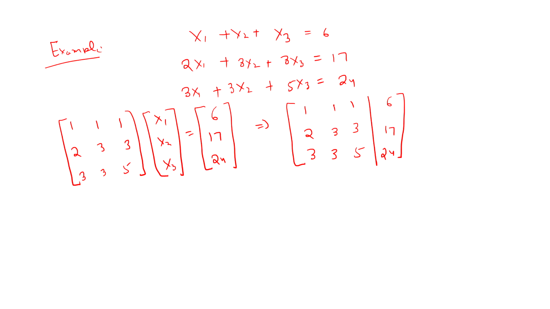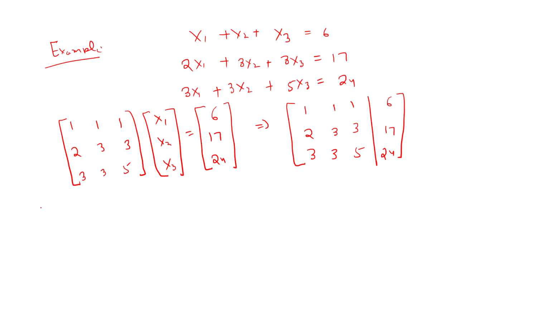Okay, so here is an example in which we will solve these three equations by the Gauss elimination method. If we convert these three equations into matrix form, that is 1 1 1, 2 3 3, 3 3 5, and this vector x1 x2 x3, and on the right hand side we will have 6 17 24. So essentially we are solving this matrix system where matrix A is here and B is here.